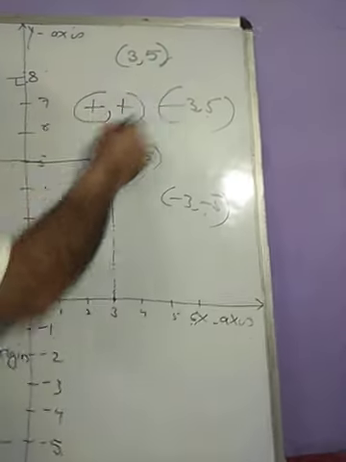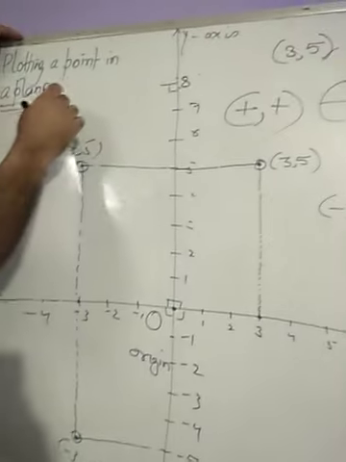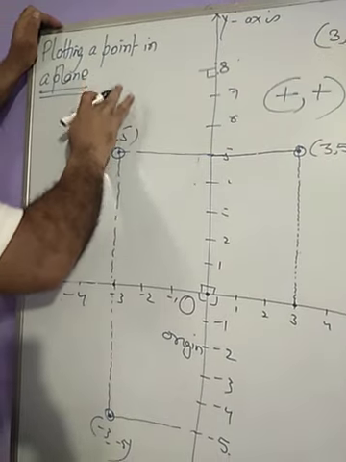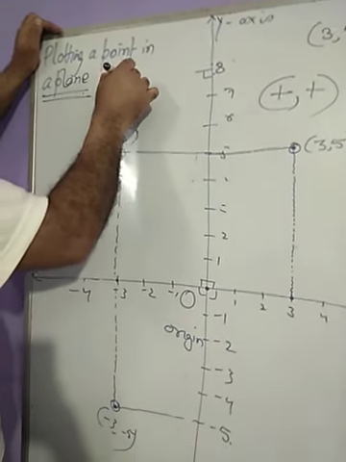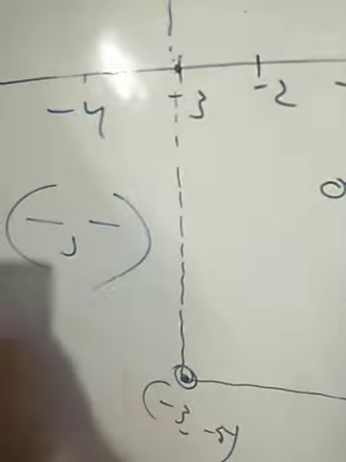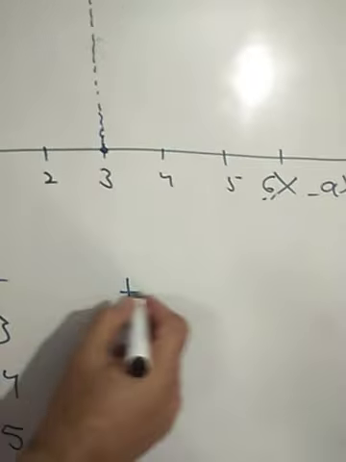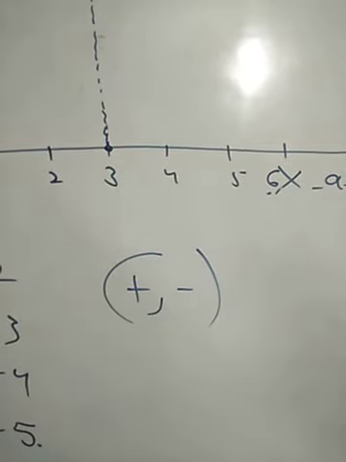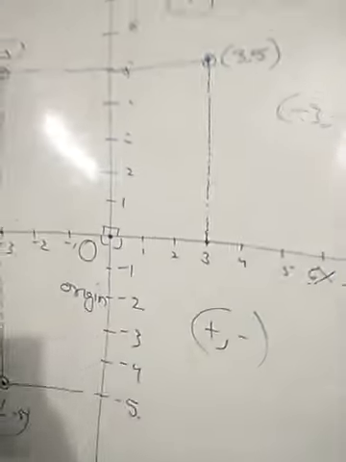Remember the signs. A point having both coordinates positive lies in the first quadrant, x negative and y positive lies in the second quadrant, both negative lies in the third quadrant, and first positive and second negative lies in the fourth quadrant.